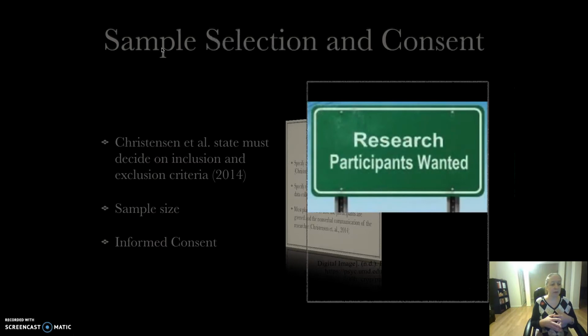Once IRB approval is obtained, it's now time to select the sample size and obtain consent from the participants. The researcher must decide the inclusion and exclusion criteria for the participants in the study. The researcher must come up with a strategy to recruit the participants that they need for the study.